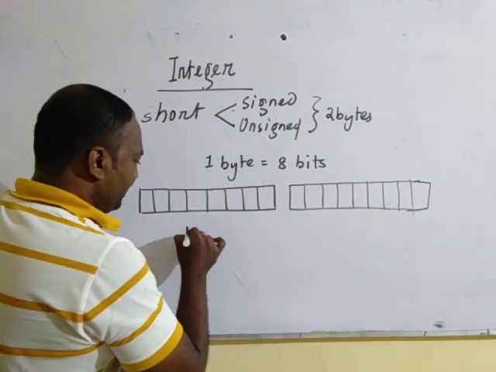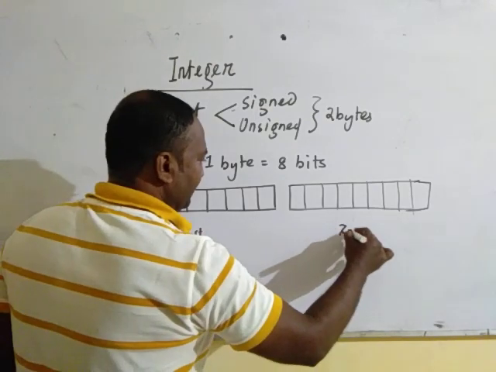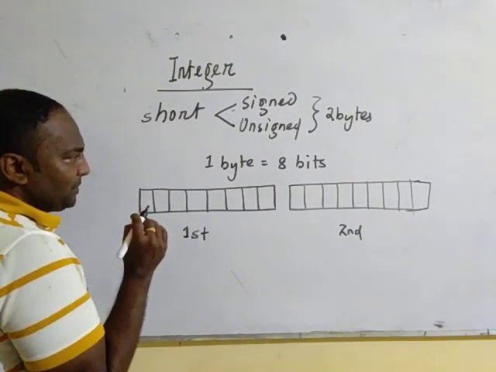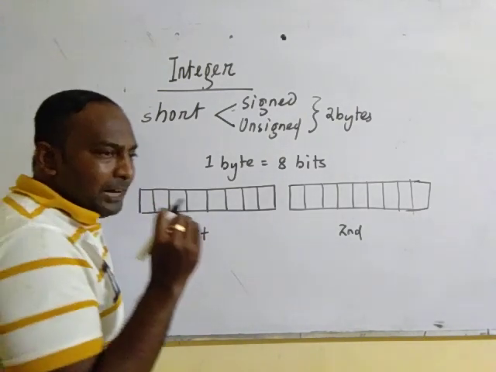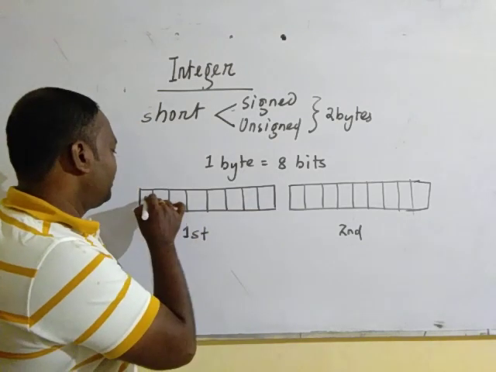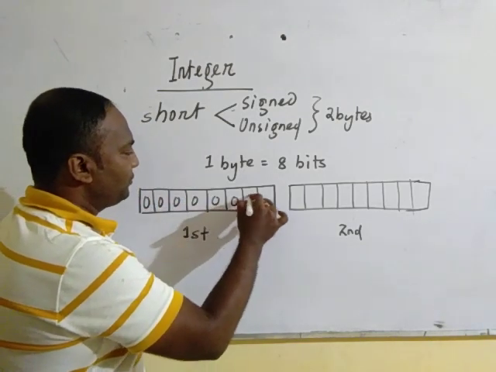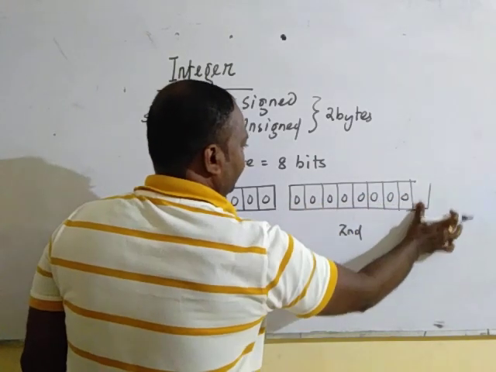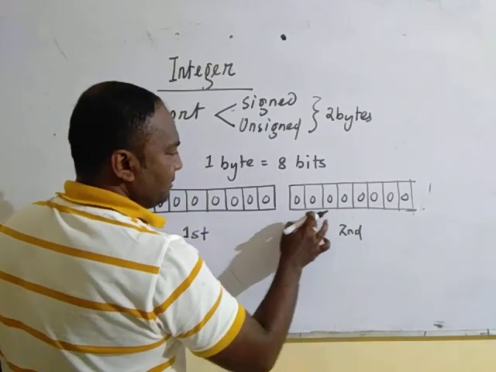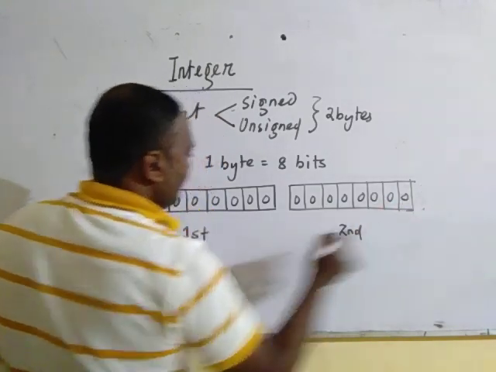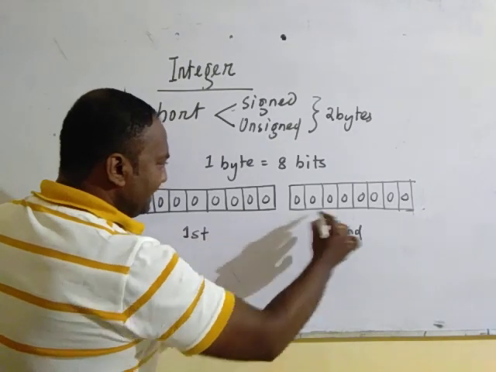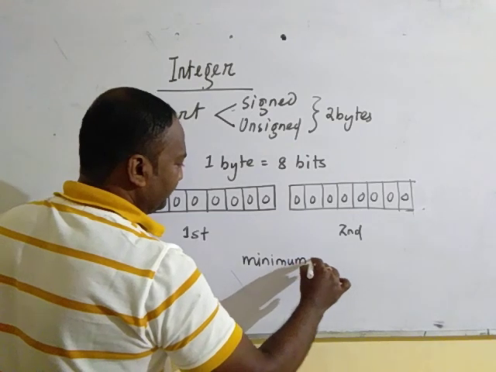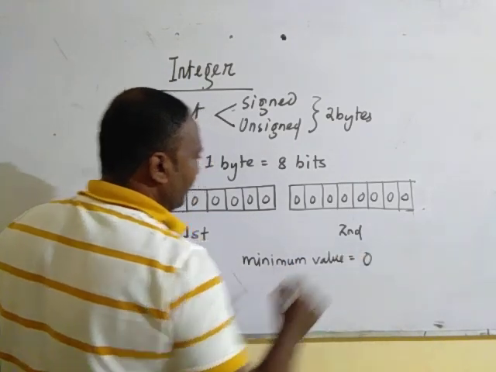Let's see. This is the first byte. This is the second byte. 2 bytes are there. So how much data can be stored here? What is the minimum value? Minimum value means all these will contain 0. So 0, 0, 0, 0, 0, 0, 0, 0, and this is 8. So when all are 0, its value is 0. So minimum value is equal to 0. What is the maximum value?